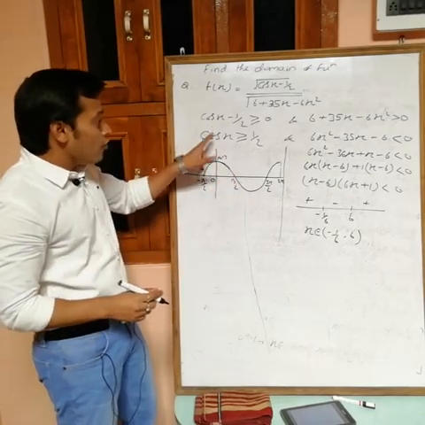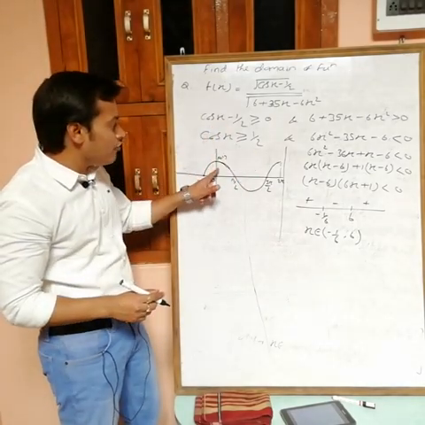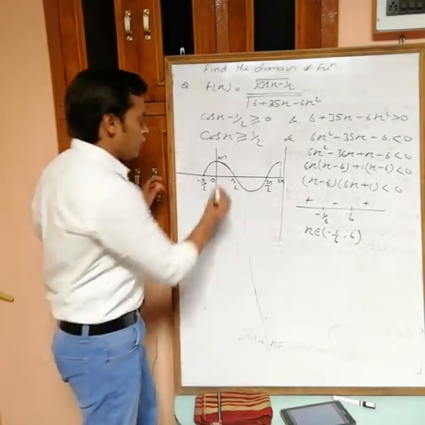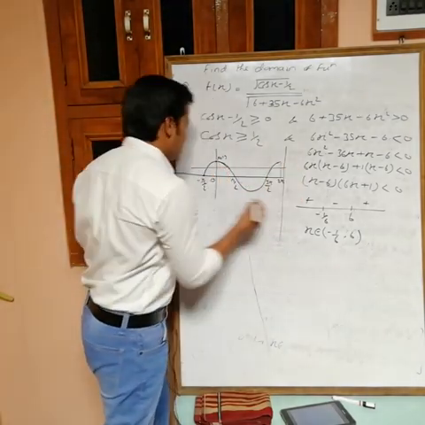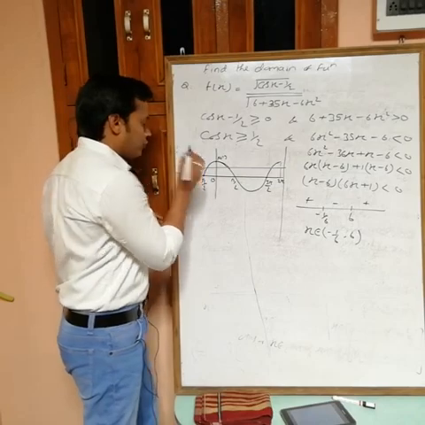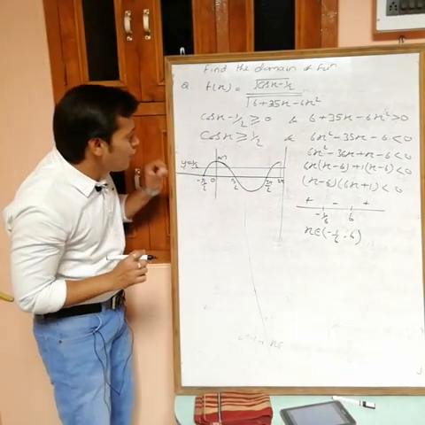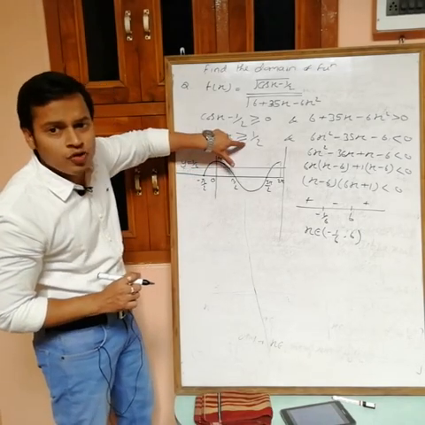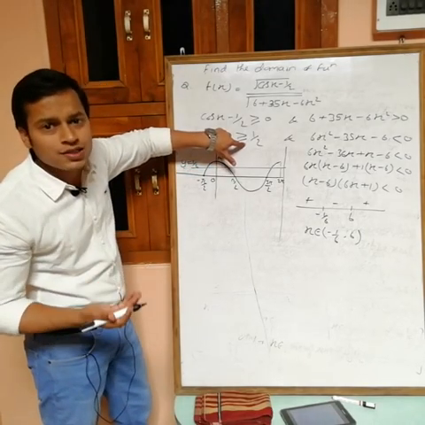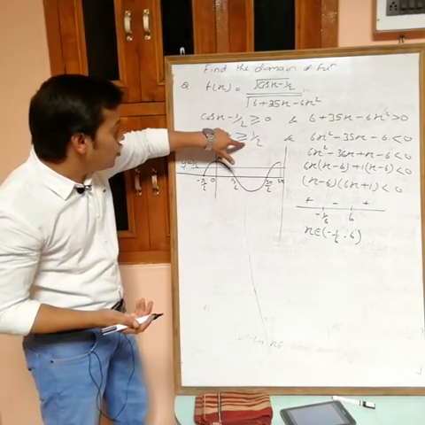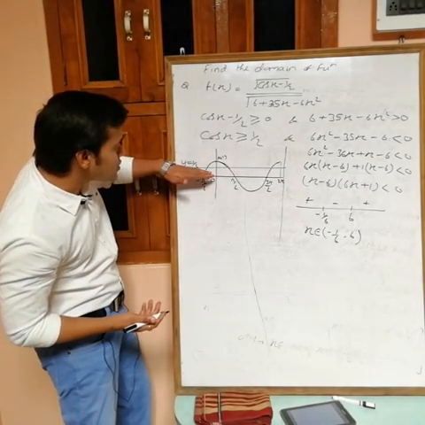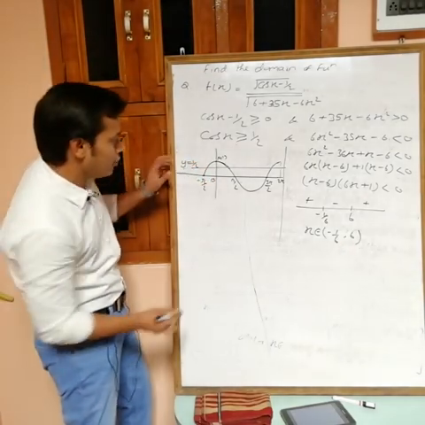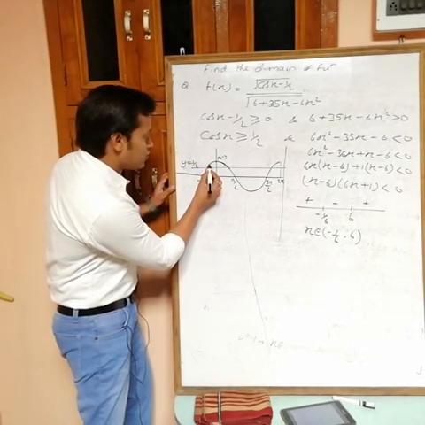Cos x greater than or equal to 1 by 2. This is the graph of cos x. Now draw the graph of y equals 1 by 2, a line y equals 1 by 2. This is 1, so this is the line y equals 1 by 2. Now you want the values of x such that cos x is greater than or equal to 1 by 2. It means cos x is above this line, because below this line we have values less than 1 by 2. Above this line, it means you can take these values.